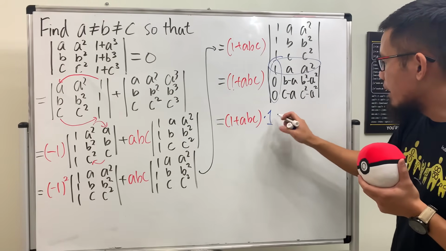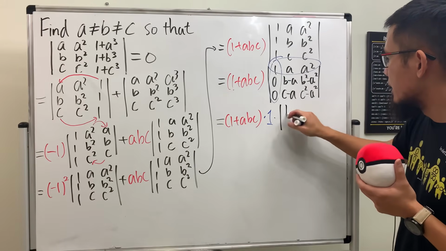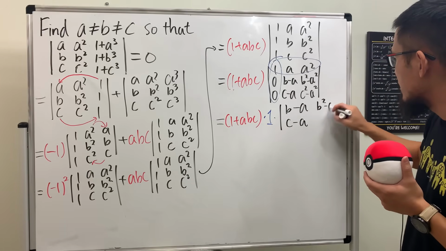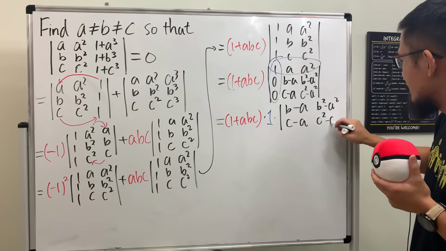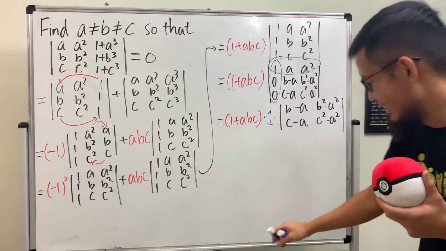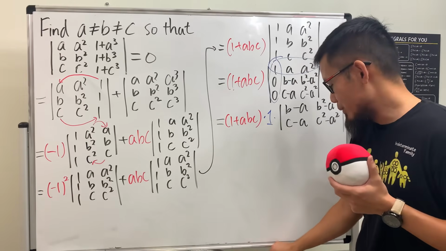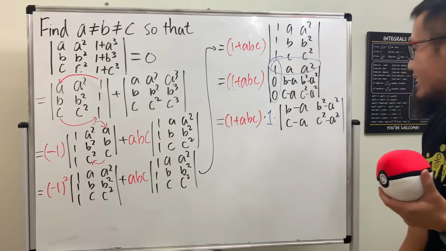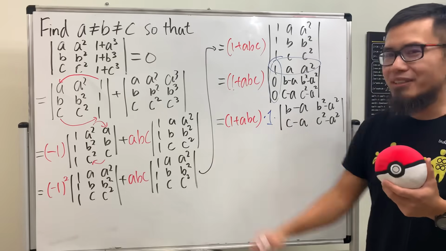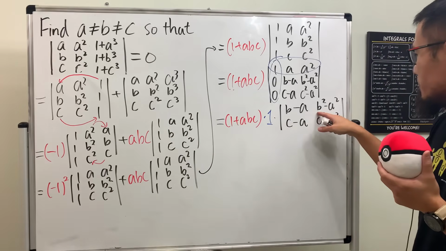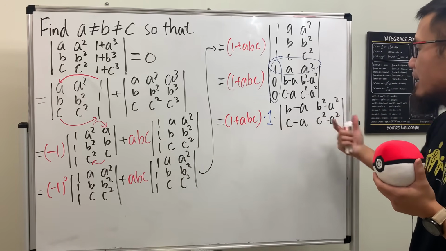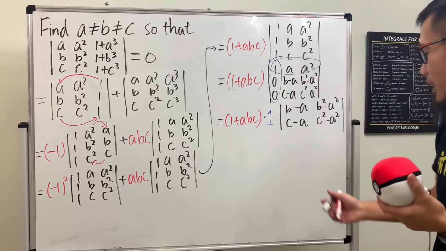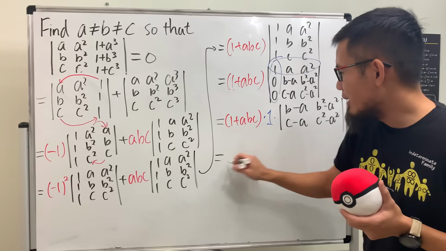All right, so 1 times the determinant of this, b minus a, c minus a, and then this is b squared minus a squared, c squared minus a squared. Perfect. Now what else can we do? Don't be lazy now, just go ahead and compute the determinant of this. And if you really want to do some factoring business, you can look at this as b minus a times b plus a, and then factor out b minus a. But I think we should be okay. Yeah. Anyway though, I'm just going to write this down.